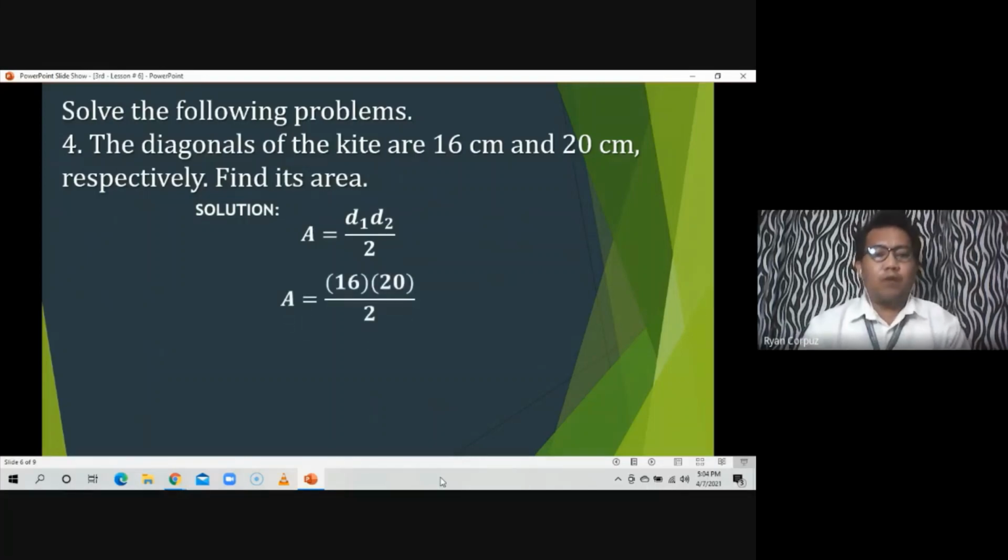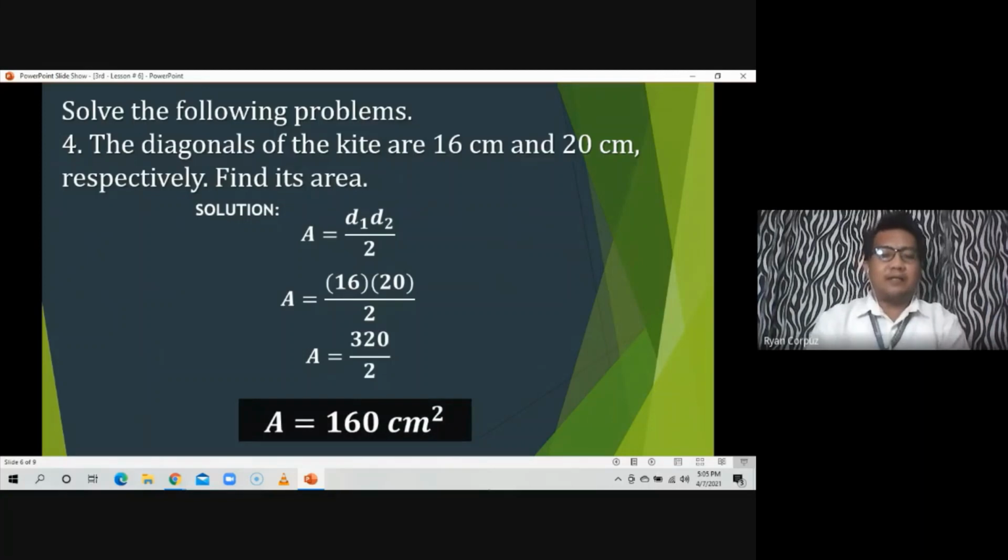So we'll come up with A is equal to 16 times 20 over 2. So pwede ang gawin mo, divide mo 20 by 2 because since exactly divisible naman siya, or 16 by 2, pwede mong gawin yun. Or pwede mong gawin yung multiplying per 16 by 20, which is equal to 320 over 2. Saka mo siya i-divide by 2. So 320 divided by 2, it will be equal to 160.